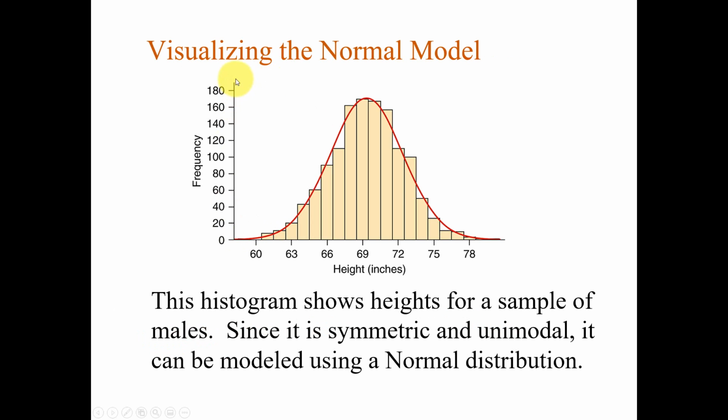So visualizing the normal distribution, or model, this shows the height for a sample of males, and you can see that it's symmetric and unimodal. You can model it using a normal distribution, so you can just overlay this curve and it should be fairly good to approximate stuff with, doing analysis on this data.